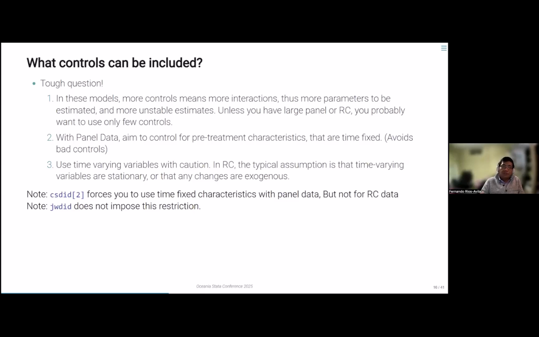However, if you decide to use JWDID, it's not going to impose this restriction, so it's always going to treat your data as if it is time-varying. You're the one who has to pre-prepare it if you want to assume that it's going to be time-fixed.